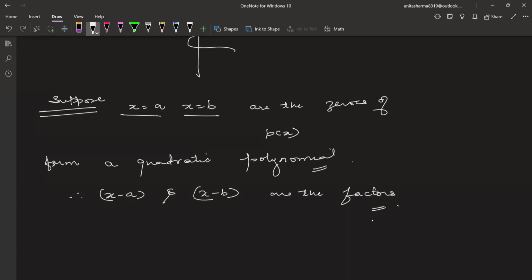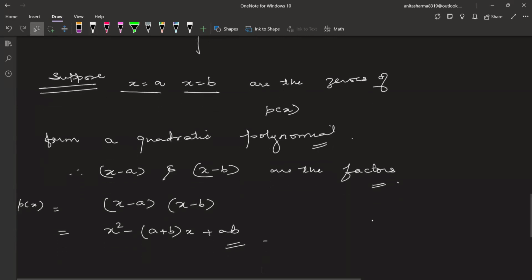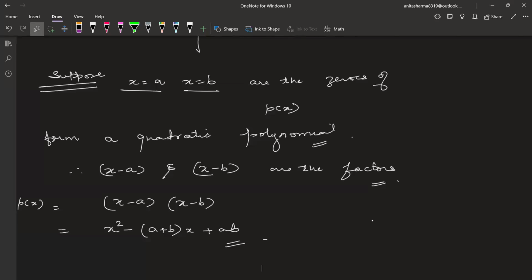So multiply both x minus a and x minus b. So you will get x square minus (a plus b) into x plus ab. So this is the required polynomial. Or you have derived a formula also.